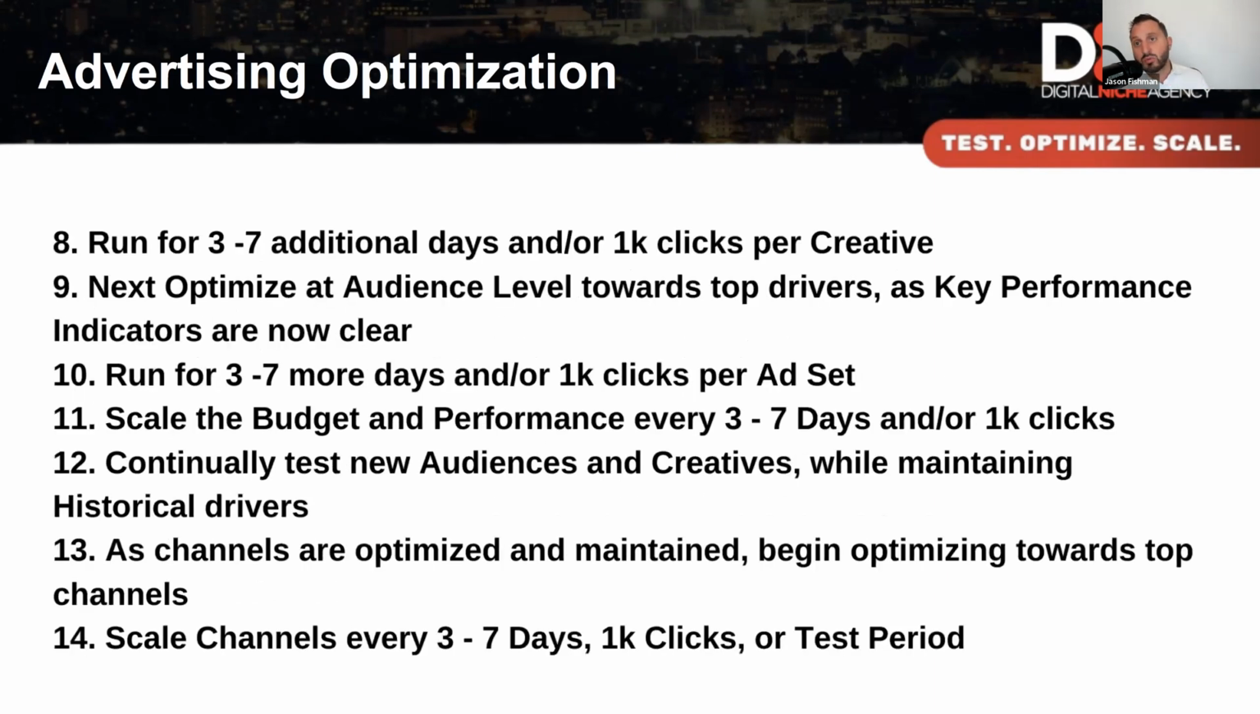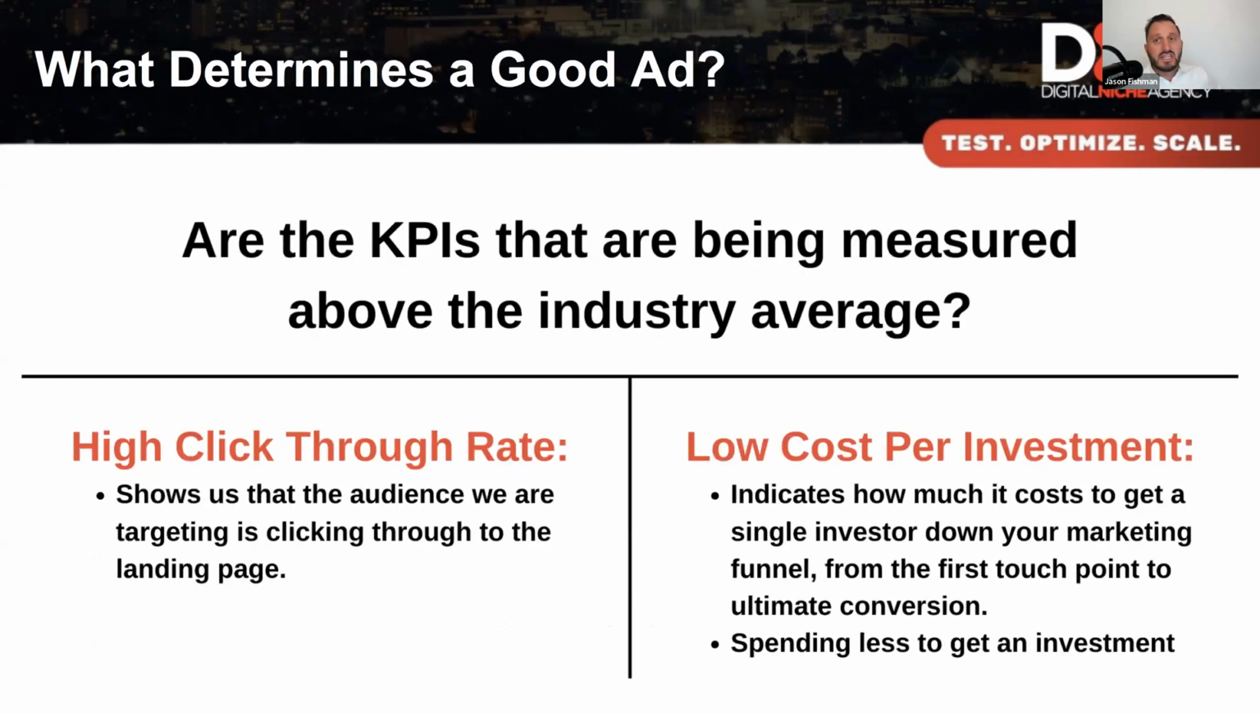You can then optimize once the creatives are in line for each audience at the audience level. Run for 3 to 7 more days. You start understanding the cycle. You can now look to phase out non-performing audiences and then scale the budget and continually test new audiences, continually look at new creatives, have a schedule to do so that fits your model, your initiatives, your calendar, while maintaining the evergreen, the historical drivers. And we do all of this before moving to channel and looking to new channels every 3 to 7 days accordingly.